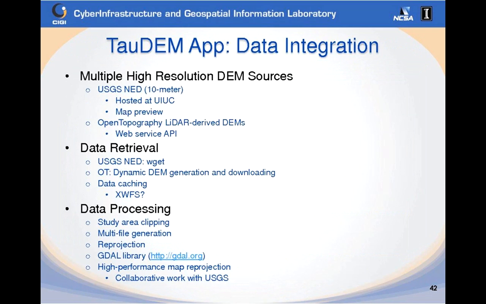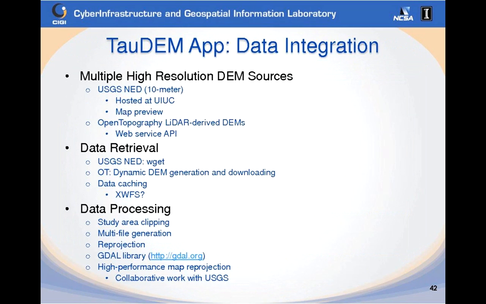And for data retrieval, we currently host a copy of the USGS National Elevation Dataset at our site, which is about 330 gigabytes of GeoTIFF files. At runtime, we had to actually download them. We are looking at some data storage solutions on XSEDE or outside XSEDE to speed up this process.